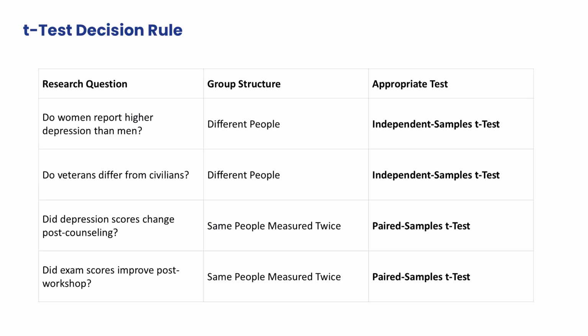Choosing the correct statistical test is one of your most critical responsibilities as a researcher. The choice relies entirely on how data were gathered. Always ask yourself, are these distinct groups or are these the same people measured twice? If you are comparing two distinct groups, like veterans versus civilians or men versus women, you must select an independent samples t-test. If you are tracking changes across time within the exact same individuals, such as pre- and post-workshop exam scores, you must select a paired samples t-test. The table on this slide summarizes this decision rule.